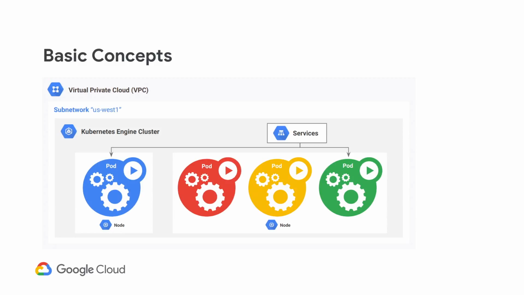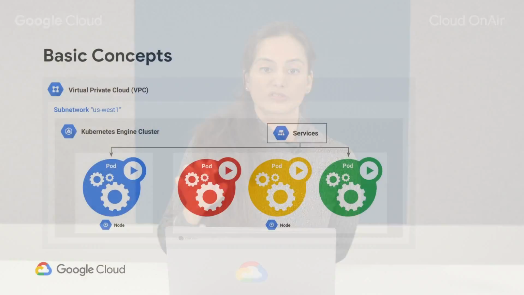Services is another Kubernetes native concept, which is basically an abstraction over a set of pods. This way, you can create multiple services within your Kubernetes cluster and assign labels to your pods, indicating that they belong to a specific service.